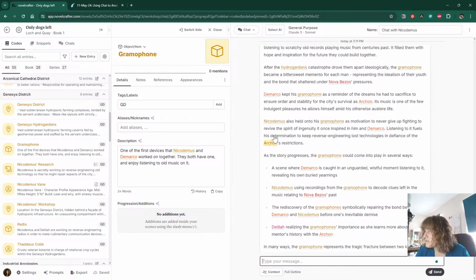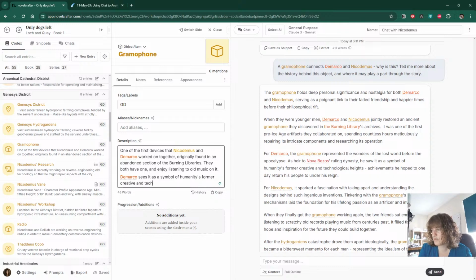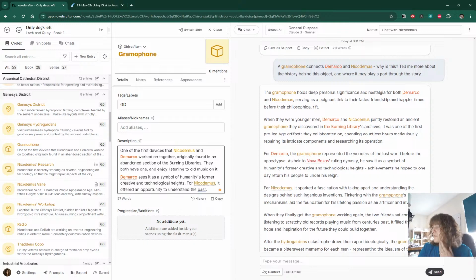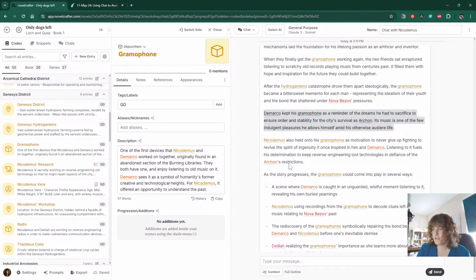Found. Oh. DeMarco sees it as a symbol of humanity's former creative and technological heights. For Nicodemus, it offered an opportunity to understand the past. Oh, I like that.